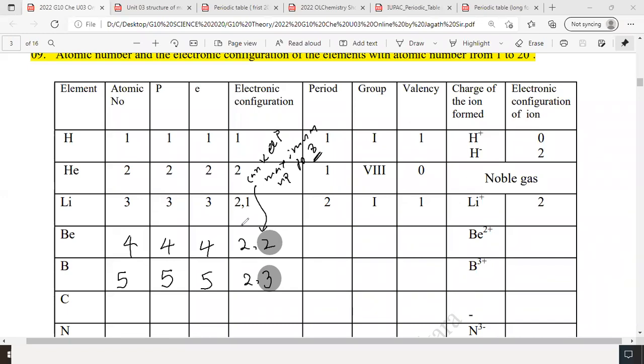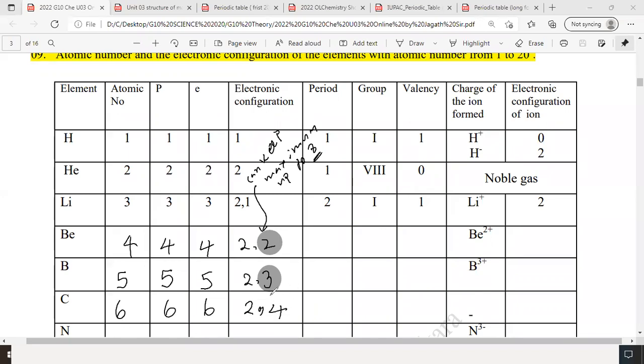Next one. Let's write the configuration of carbon now. Look at the screen, everyone. Carbon atom. Atomic number 6. Proton 6. Electron 6. Configuration 2 comma 4.